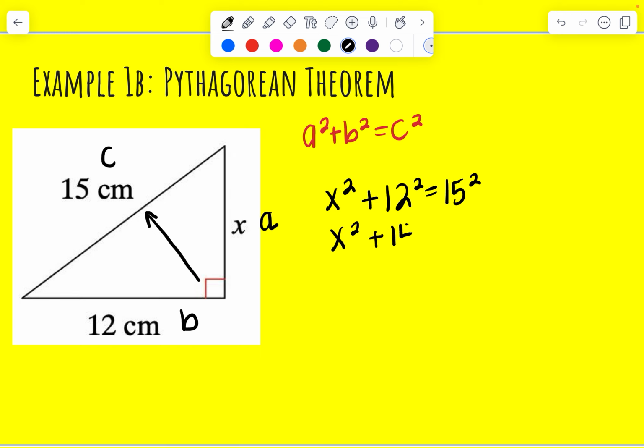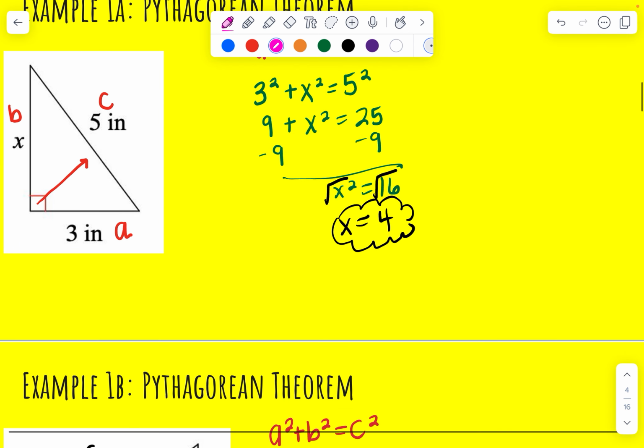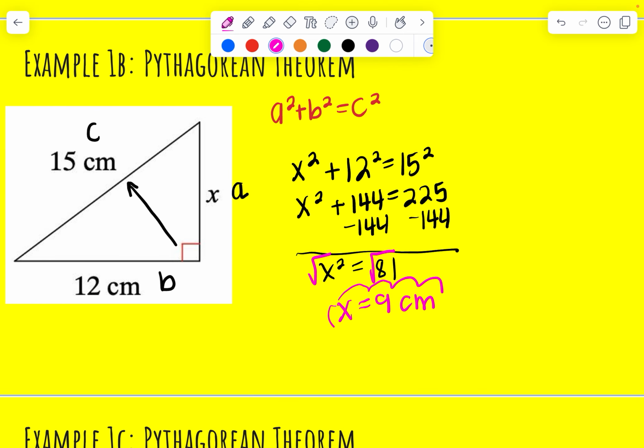Simplifying this, x squared plus 144 is 225. Take 144 from both sides. And I'll get x squared is 81. And then again, to undo the square, I'll square root both sides, and the square root of 81 is 9. And here we'll put 9 centimeters. Which reminds me, I should have put 4 inches here. Make sure if there's a label on the picture that there's a label in your answer.